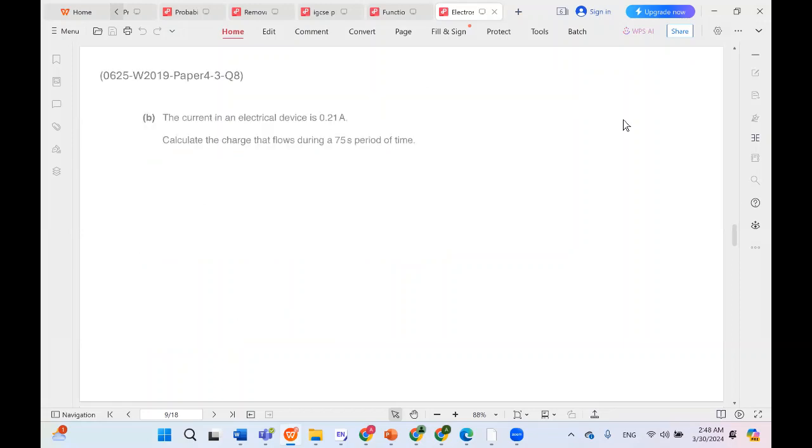Moving on. The current in an electrical device is 0.21 amperes. Calculate the charge that flows during a 75-second period of time. So from the units, you should know that this is current, of course, and this is time. And the rule says Q equals IT. And we want to find the charge. So we're looking for this, and this is already isolated. We don't need to play around with the equation. So we simply have to plug in the values.